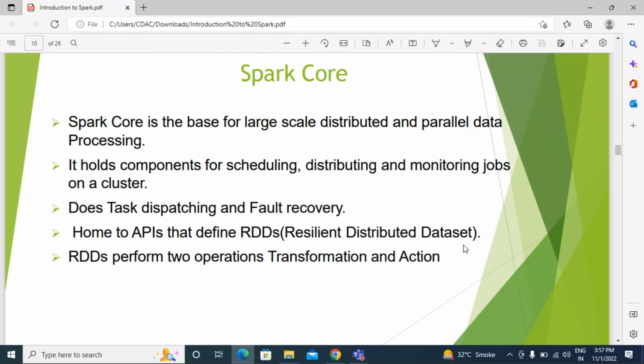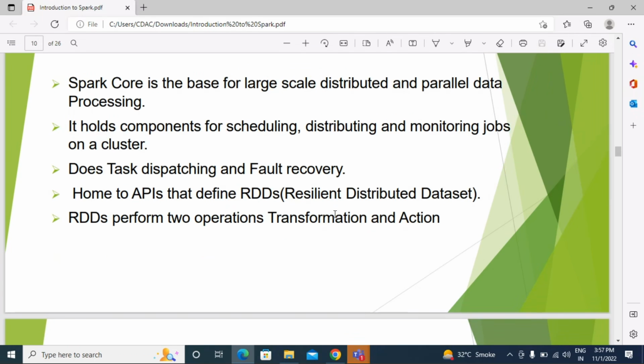Okay, RDDs perform two operations. For a particular RDD, one is transformation, and the other one is action. We'll understand what transformation and action are, but for now you can say that RDD has two operations, and RDDs are the basic units of your processing with respect to Spark. We'll see in detail how these RDDs function, and why these RDDs are called lazily evaluated. We'll see these terminologies as we move ahead.